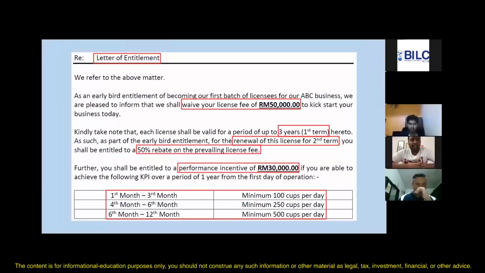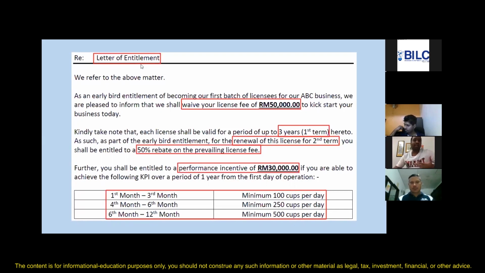So this is a letter of entitlement. A couple of things that you can see here is that from the letter of entitlement, every early bird entitlement becomes, you can waive your license fee by 50,000, right? You can also see that each license shall be valid for 3 years, which is the first term, and renewable as a license for the second term, with a 50% rebate on the prevailing license fee. Performance incentive will be at 30,000, and then you will see on your screen a minimum quantity, a KPI that you have to hit in order to be eligible for that performance incentive.